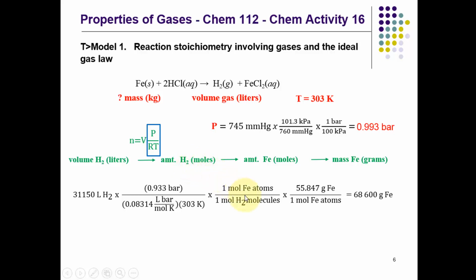Then using the balanced chemical equation to change the amount of hydrogen to the amount of iron, and it's a 1-to-1 ratio, and then finally the mass of iron using its molar mass. And so we end up with 68,600 grams or 68.6 kilograms. And we're converting this to 3 significant figures as permitted according to our pressure units.